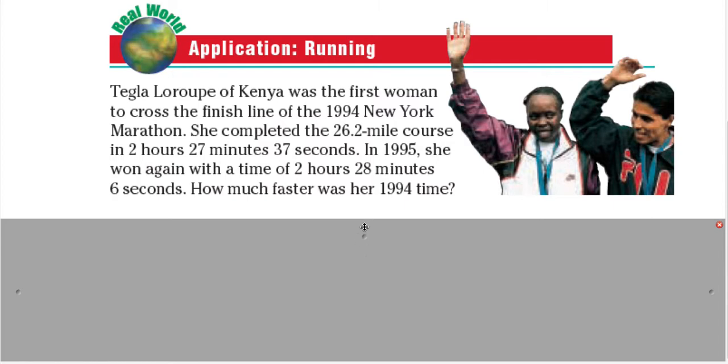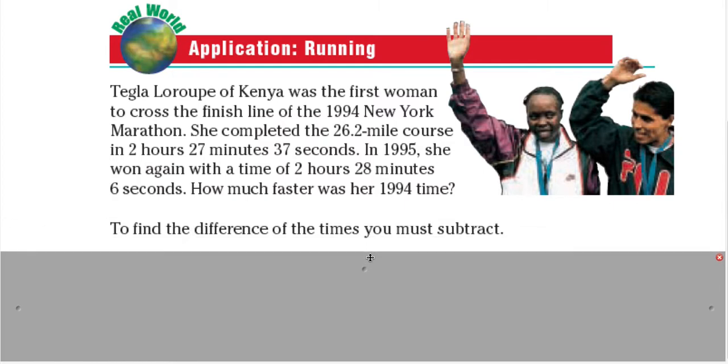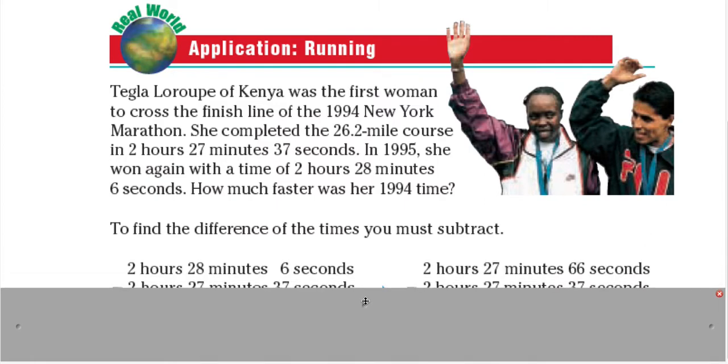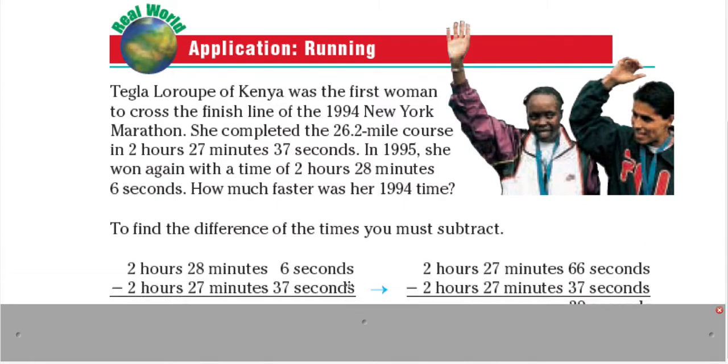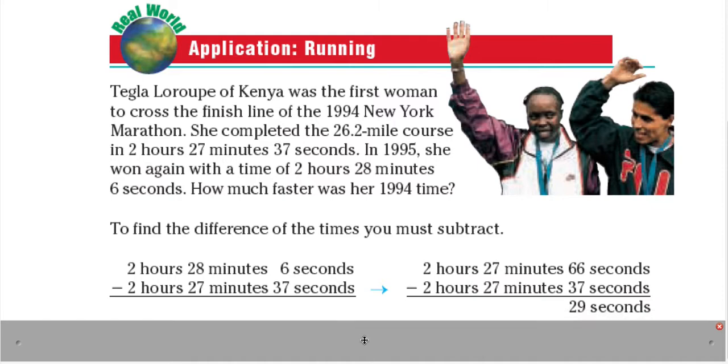Let's look at how to subtract time. Remember, we did this in 6th grade. To find the difference of the times, you must subtract 2 hours, 27 minutes, 37 seconds from 2 hours, 28 minutes, 6 seconds. So what did we learn from that particular lesson?